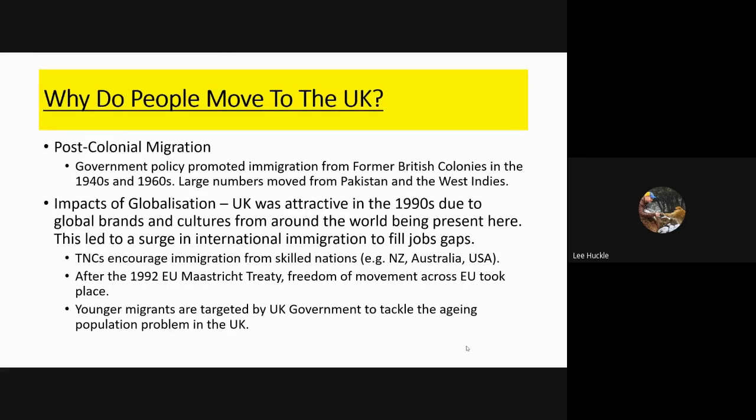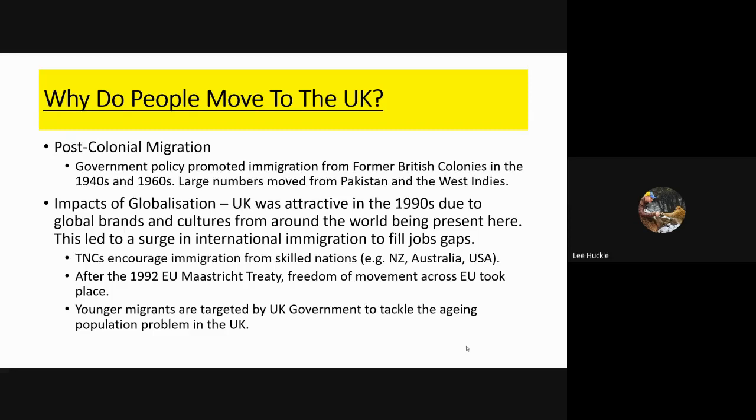And then you'd have discussed the impacts of globalization. So going back to that first unit, again, here's the synopticity coming in. The UK was attractive in the 1990s. There was many UK global brands. The UK global culture from around the world was being presented here as something that people want to be part of. And this led to a surge in international migration, mainly to fill job gaps. There were many TNCs that were encouraging immigration, people to come to the United Kingdom from skilled nations.